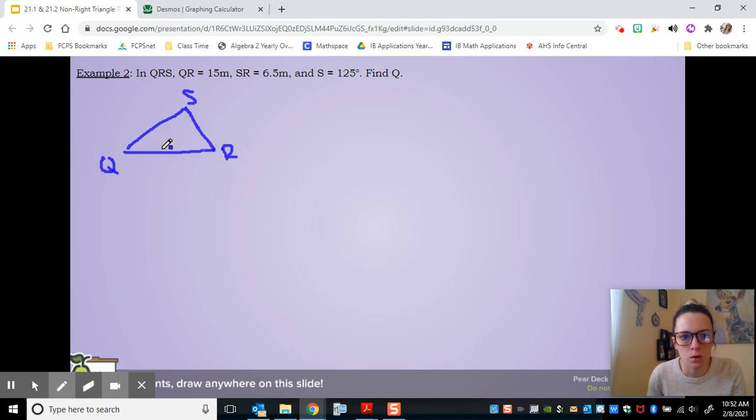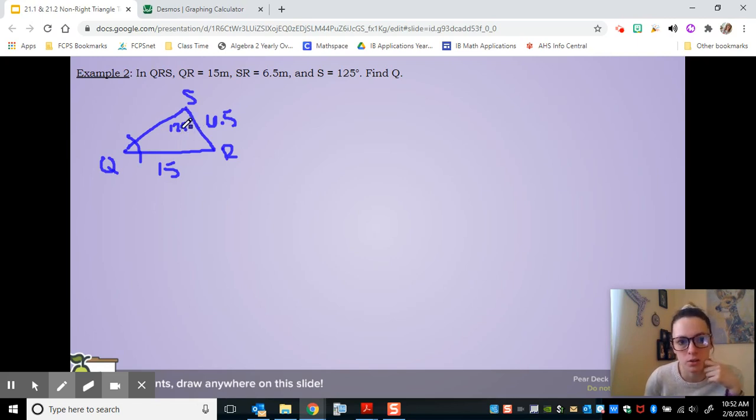All right, so QR is 15 meters. SR is 6.5, and angle S is 125 degrees. And we're eventually looking for angle Q down here at the bottom left in my diagram. So again, it's on purpose that I am looking for angle Q, and I also have side Q. So I know that's key.